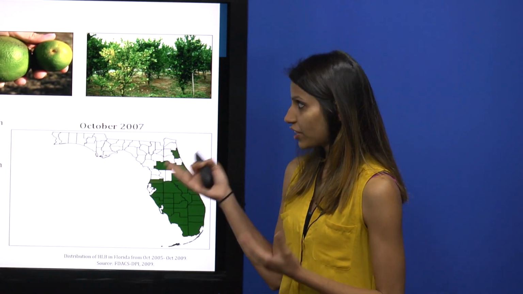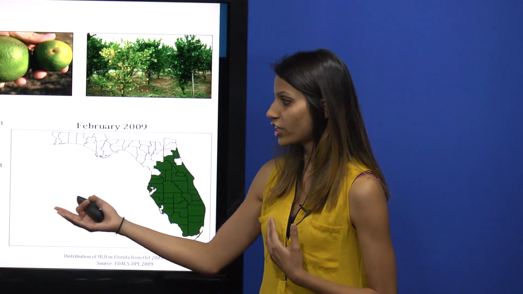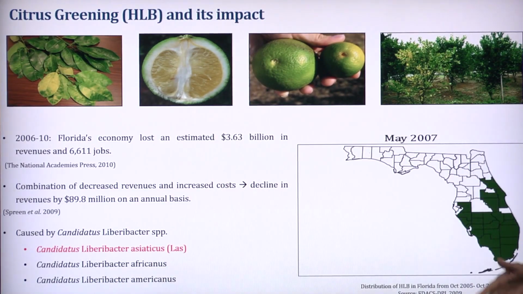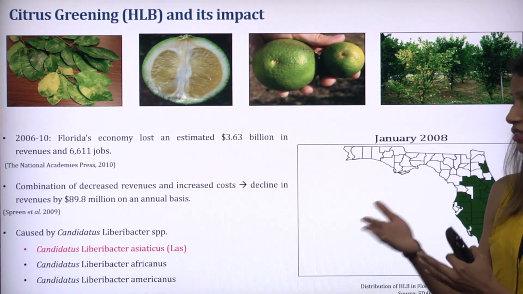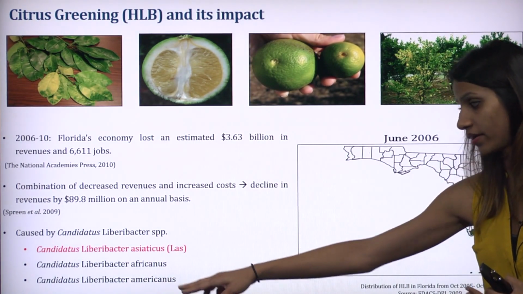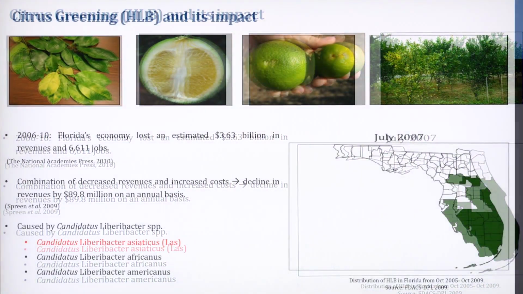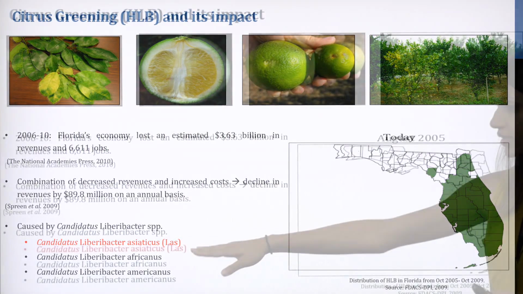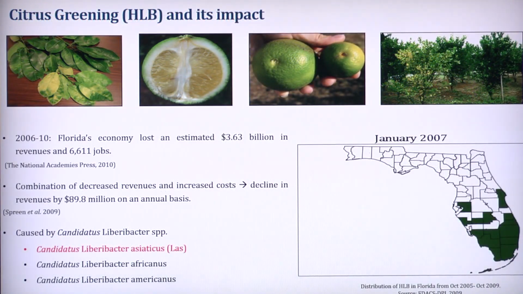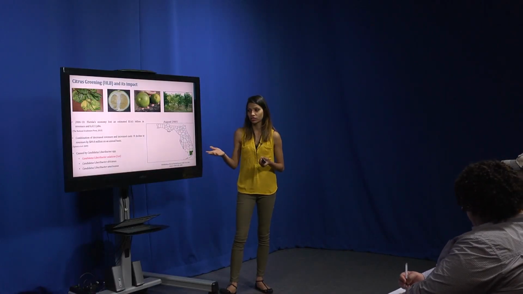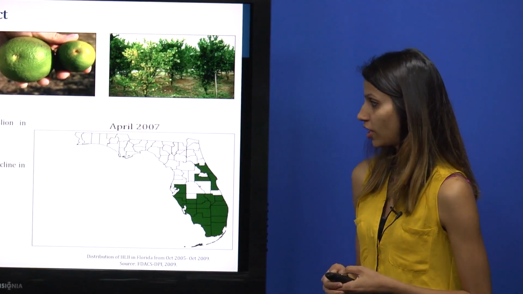So HLB, or citrus greening, is actually caused by the Candidatus Liberibacter species, and mainly in the genus Candidatus Liberibacter: asiaticus, africanus, and americanus, based on where they were first isolated from. So Candidatus Liberibacter asiaticus, or LAS as we call it, is the most prevalent one in Florida, and that was my focus of research.